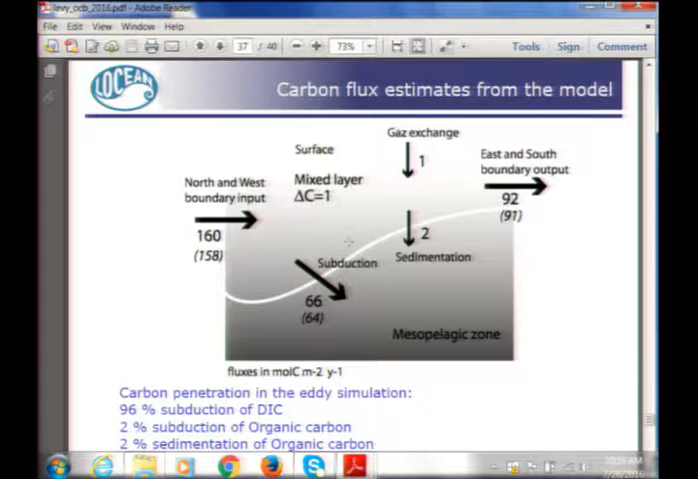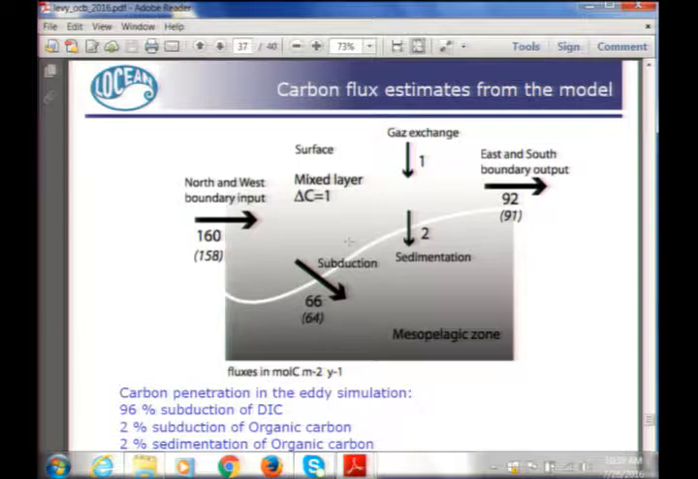So that's the flux estimates from the model when we have submesoscale. So again, this is the sedimentation of organic material, which is 2 in units of micromole of carbon per square meter per year. If you compare it to subduction, the total subduction is 66. It's very small compared to the subduction of DIC. So again, most of the carbon that leaves the surface layer is mostly under the form of DIC and mostly through subduction.